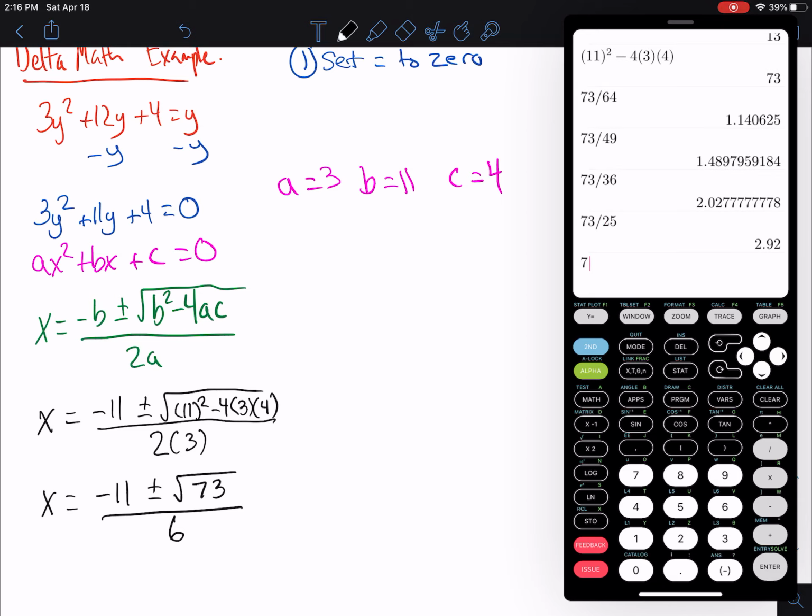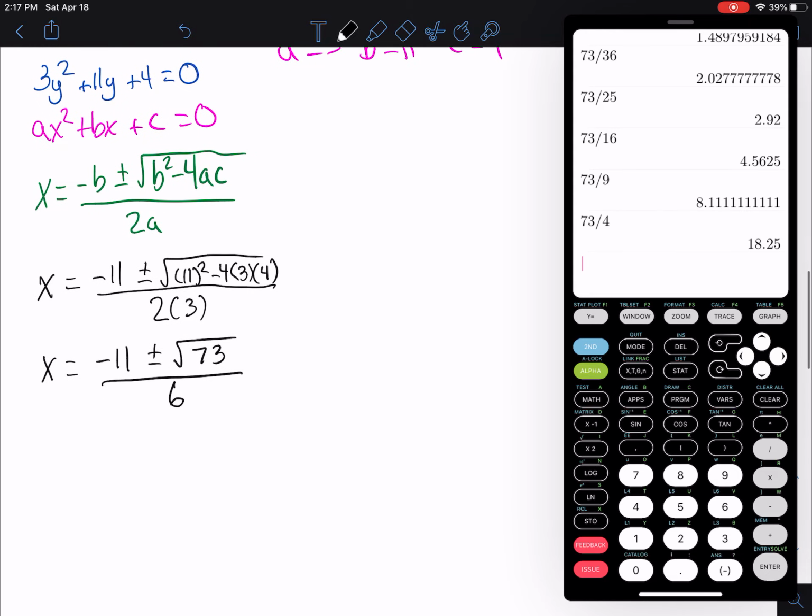After 25 we have 16. That didn't divide in evenly either. After 16, we have 9. That didn't work. We have 4 after that. That didn't work. So it looks like radical 73 is what we're stuck with. So here we're going to get x equals negative 11 plus or minus radical 73 over 6.